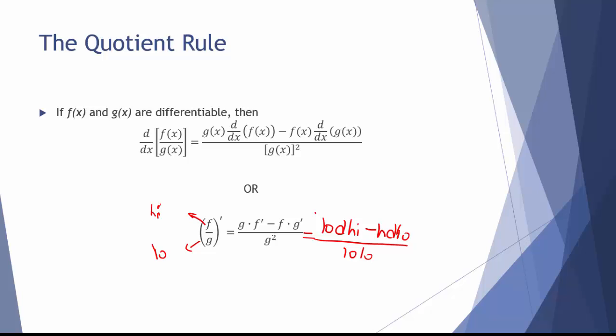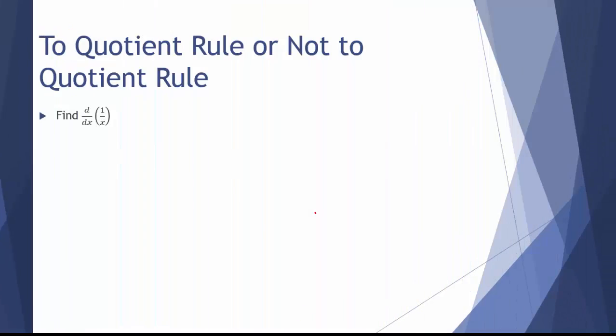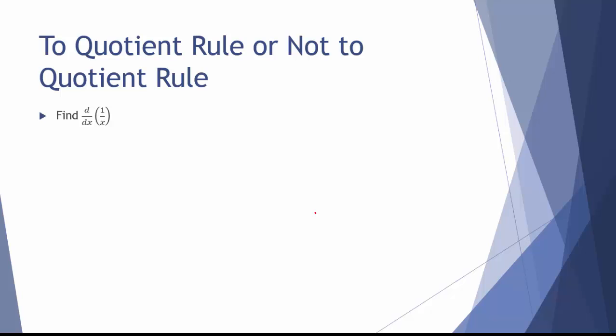Let's take a look at a couple more examples where we'd like to decide if we'd like to apply the quotient rule or not. So for example, find the derivative of 1 over x. I definitely see a quotient here, and the quotient rule will work.